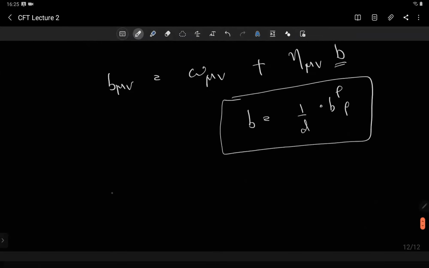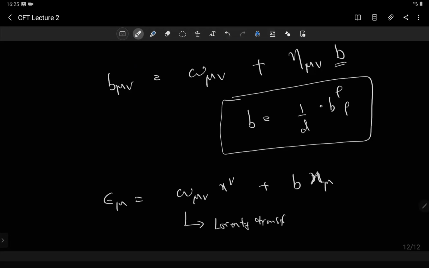So in this case, what is epsilon mu? Epsilon mu is omega mu nu x nu plus x mu times B. Right? Because epsilon mu is just B mu nu times x nu. So it goes like this. Now this transformation corresponds to Lorentz transformations, because you know that this antisymmetric transformation is the Lorentz transformation. And what does the other transformation correspond to? So let's look at that.